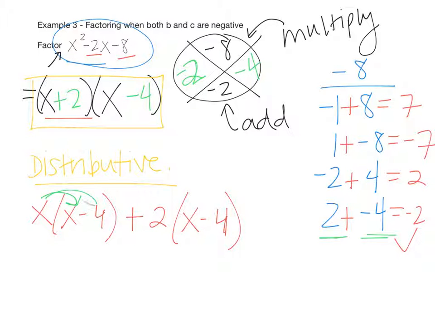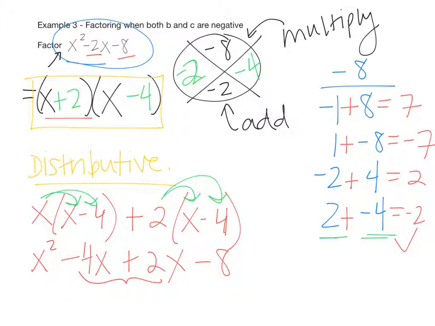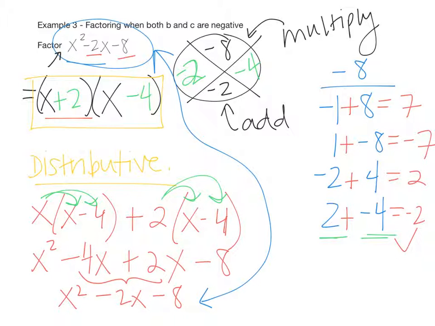If we distribute that first x to our x and our minus 4, we end up getting x squared minus 4x. Doing the same thing again with that 2, we're going to distribute it to the x and the minus 4. So we then get plus 2x minus 8. We can go ahead and combine our like terms, the x's, so we end up getting x squared minus 2x minus 8, which if you compare this to our original trinomial given, they're the exact same. So we know that our answer we found of x plus 2 times x minus 4 works.